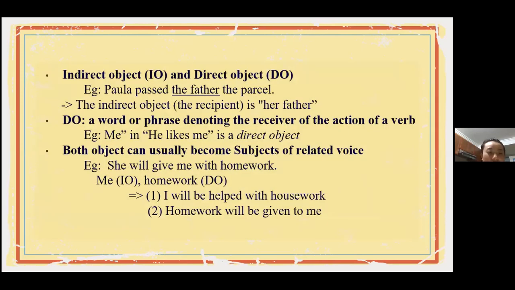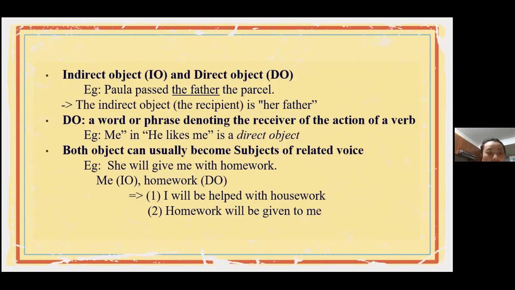Okay, there are two main kinds of object: the indirect object, for short IO, and the direct object, for short DO. The indirect object of a sentence is the recipient of the direct object. The direct object is the thing being acted on by the verb. For example, "Paula passed her father the parcel." So the indirect object is "her father."